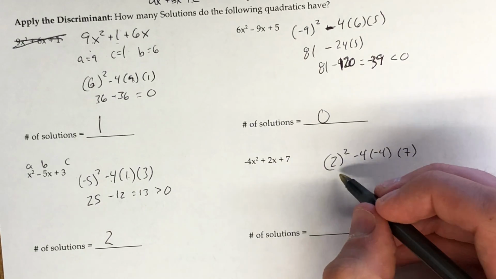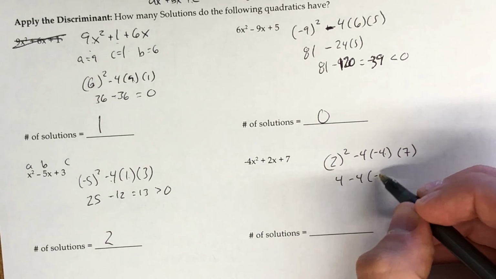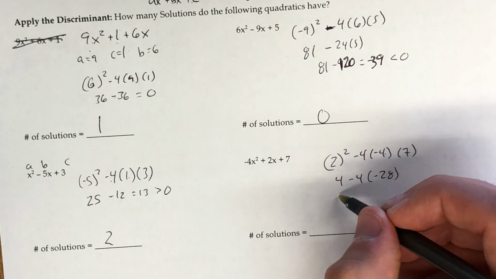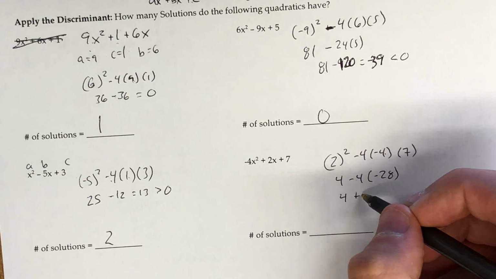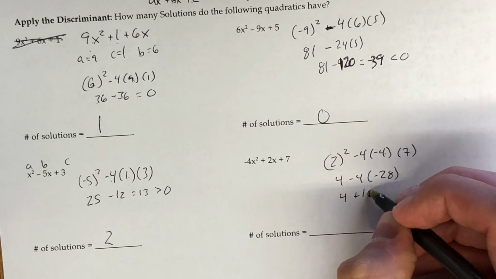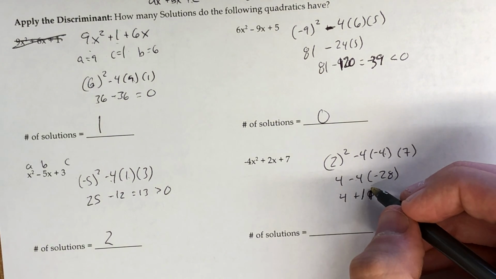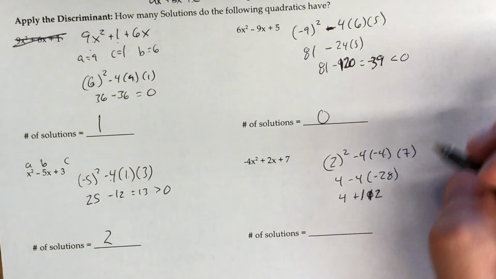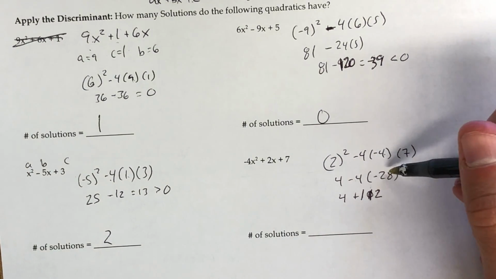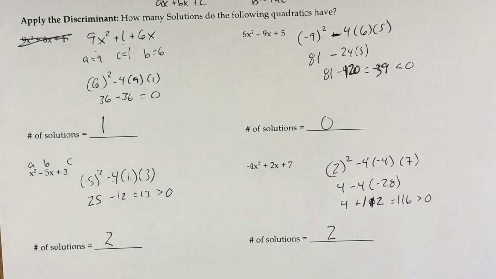So b squared is 2. b is 2. So 2 squared is 4. Minus 4 times -4 times 7 is -28. -4 times 28, well, that would be 112, I believe. Is that right? 4 times, yeah, 112, so 116, which is greater than 0, so we get 2 solutions. And that's it.